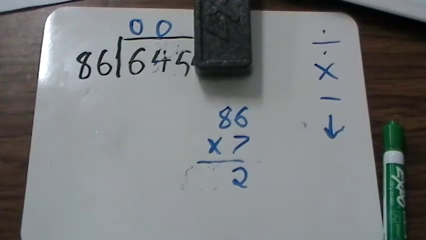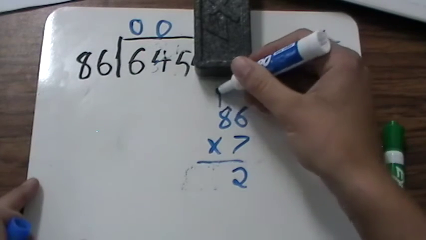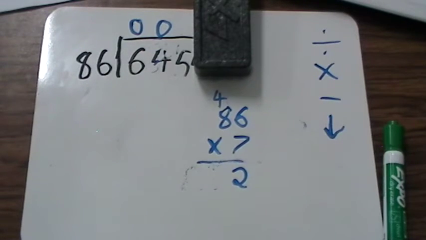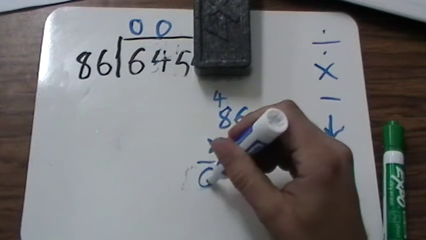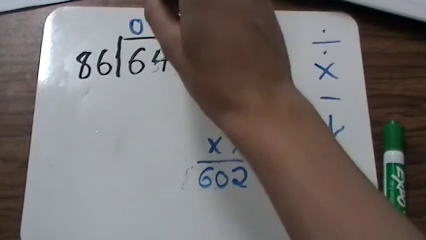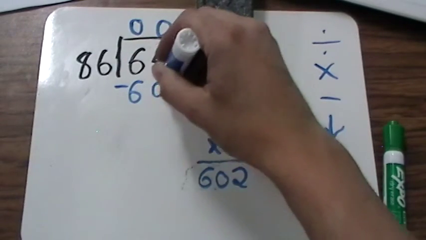Let's try it again. I know 7 times 6 is 42. Okay, I did that part right. What about 7 times 8? Gets me 56. Oh, so I was wrong. I said 49. 56 plus 4 is 60. 602. That seems to look right now. Let's put 7 at the top. Subtract 602.